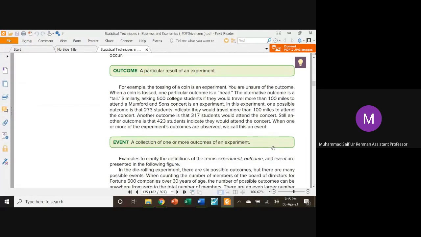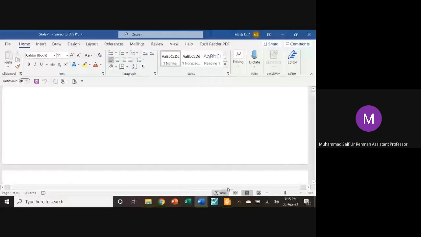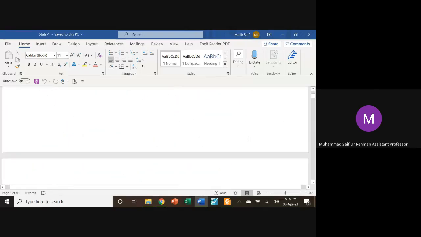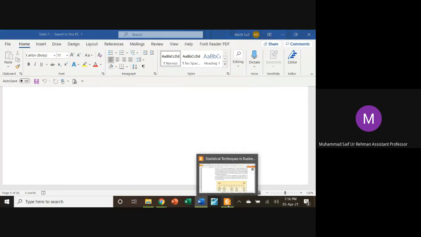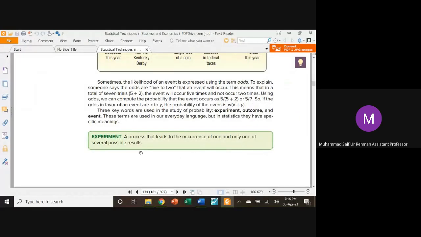So in probability theory, there are a few terms that are of importance, and we want to explain that. First of all, there comes an experiment. What do we mean by experiment? Experiment is basically a process. Basically, there are a few terms that we have to remember, so let me write down the definition for this. These are the definitions, so let us read them from your book. A process that leads to the occurrence of one and only one of several possible results.